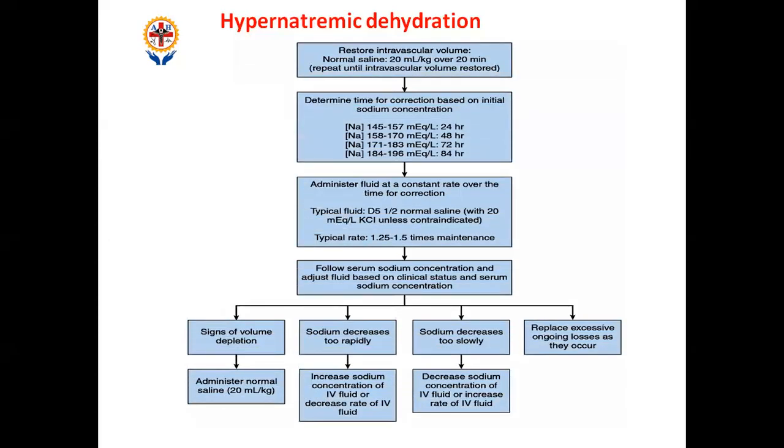One point five times the maintenance. That's all. You need not calculate anything here. No free water calculation, no deficit calculation, nothing is needed here. So blindly you follow that. For normal maintenance, you increase it by 25% to 50%. That's all. And if your sodium is near 160 to 165, you can start half NS.